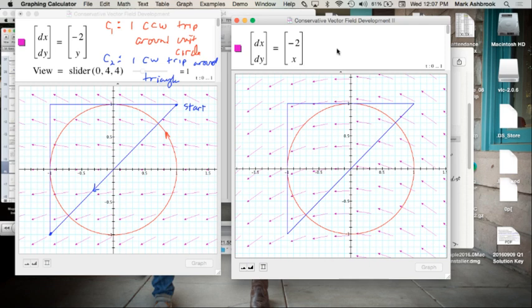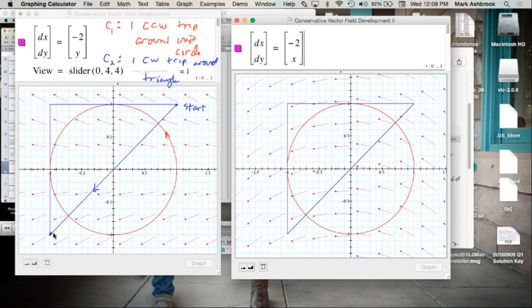Okay, so we are going to, again, evaluate these two line integrals in two different vector fields. The first vector field is negative 2y. The second vector field is negative 2x. The first path is C1, one counterclockwise trip around the unit circle. C2 is a clockwise trip around the triangle, which consists of three line integrals that we add together to get the whole single line integral.